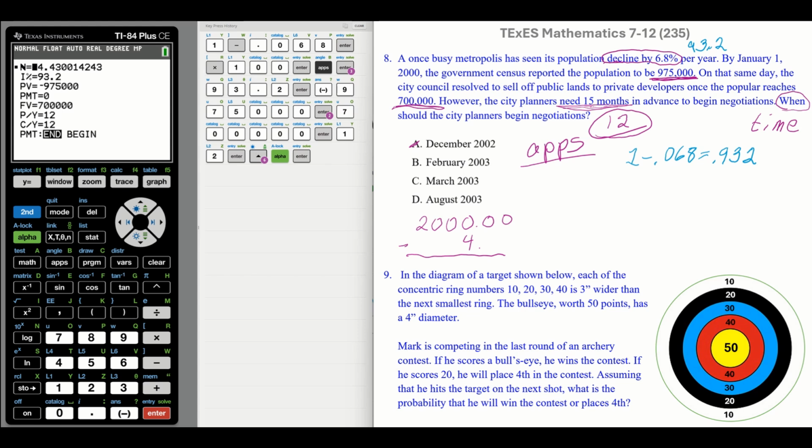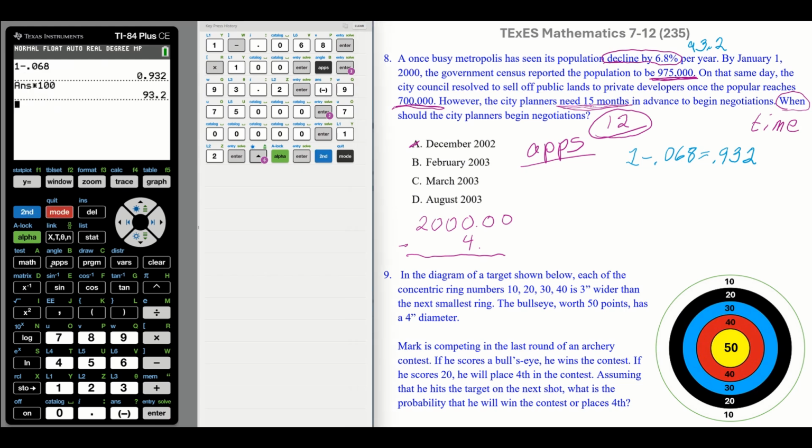Let's back out of that calculator. Let's back out of the app real quick. Now I want you to go back into apps. Press finance, but only enter and stop right there. Notice that number 5 deals with time.